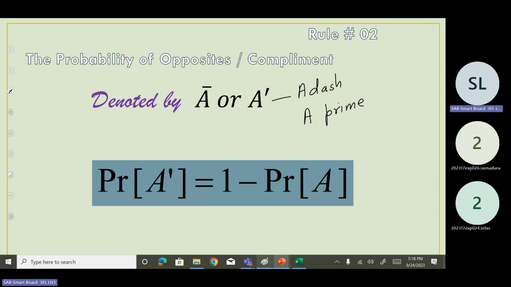Right, so A dash is denoted by this or that. And the probability of the complement is given by this form. Probability of A dash equals 1 minus probability of A.